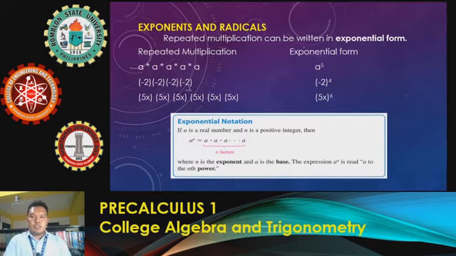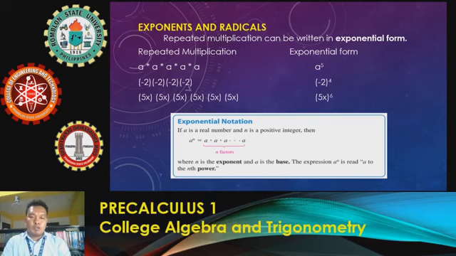So, exponents and radicals. Repeated multiplication can be written in exponential form. For example, a times a times a times a times a. Pwede natin siyang isulat in exponential form, which is a raised to 5. If a is a real number and n is a positive integer, then a raised to n is equivalent kay a multiplied by itself n times, kung hanggang ilang factor po yung n, no? Where n is the exponent and a is the base.